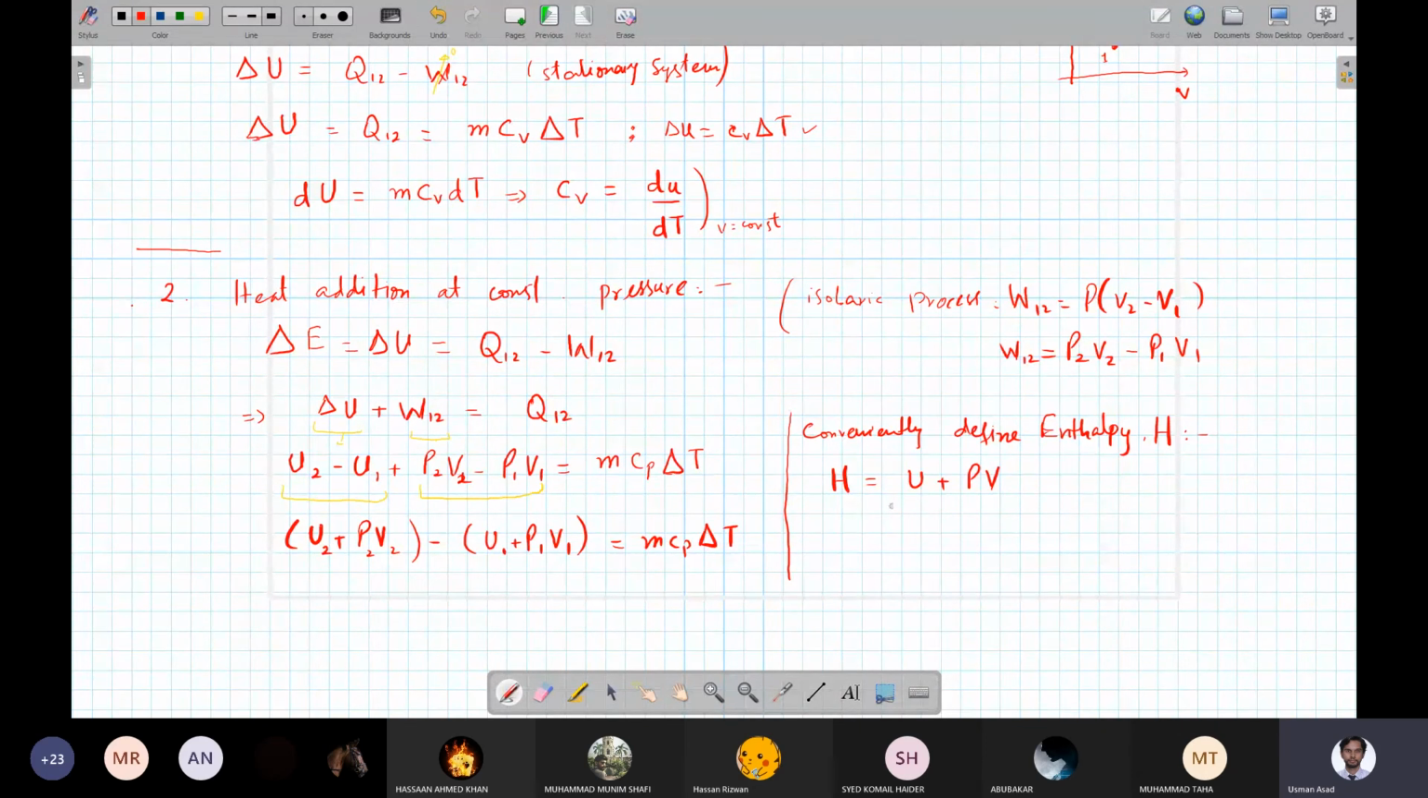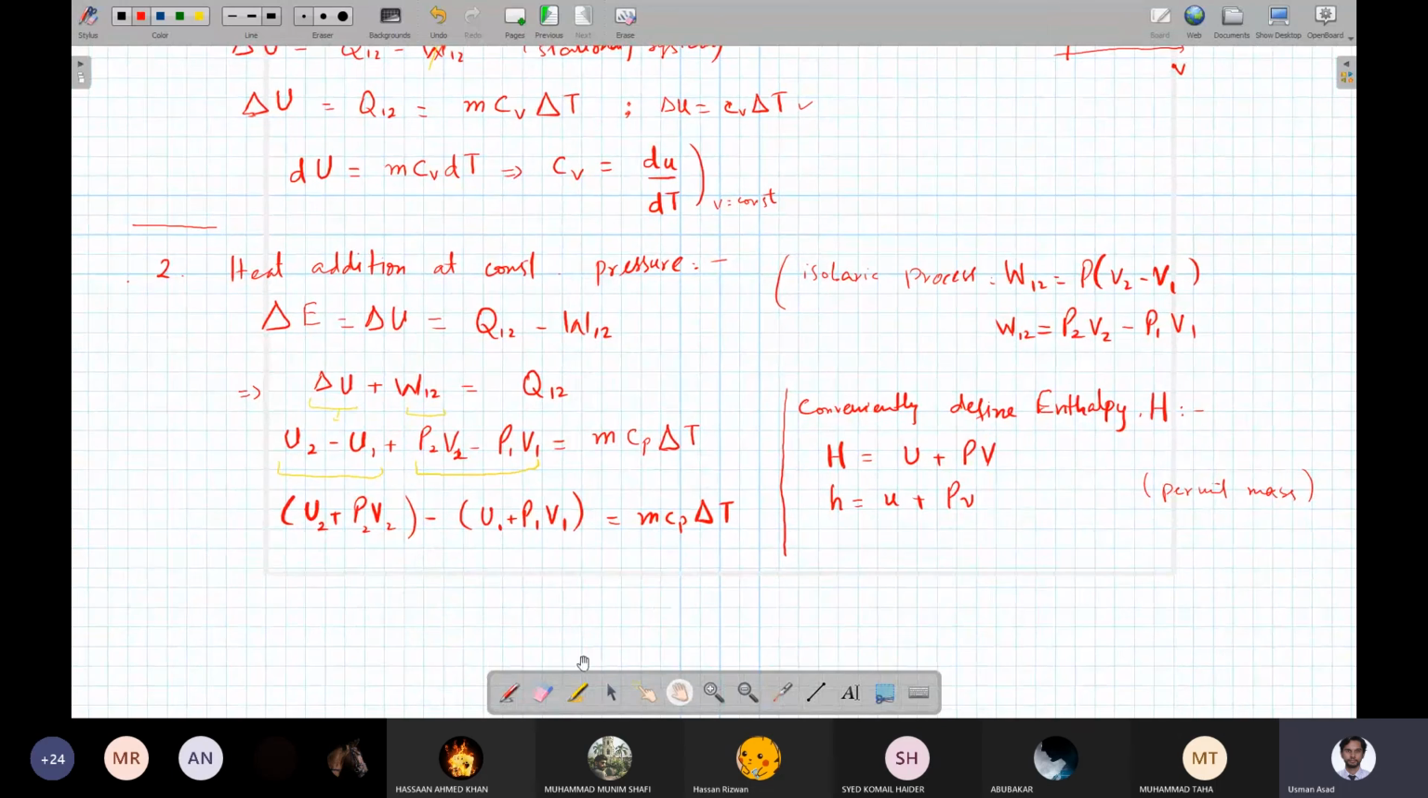So that's all what enthalpy is, U plus PV, and that means if I divide it by mass, so per unit mass में मैं इसे देखूं तो it's gonna be small u plus p into small v, ठीक है? So that means कि this is just h2 minus h1, ठीक है?